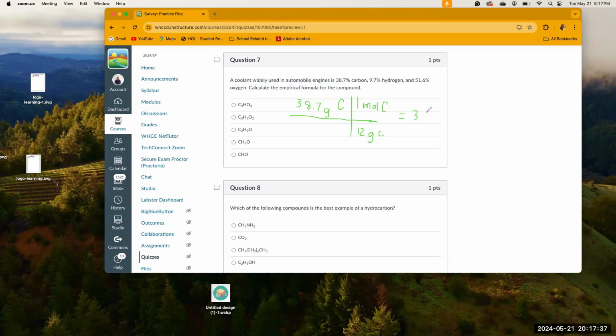So that's going to give me 3.225 moles of carbon. Now, the reason that we're changing to moles is because moles is quantity. It's a form of quantity. And when we look at a chemical formula, we're comparing quantity to each other, right?